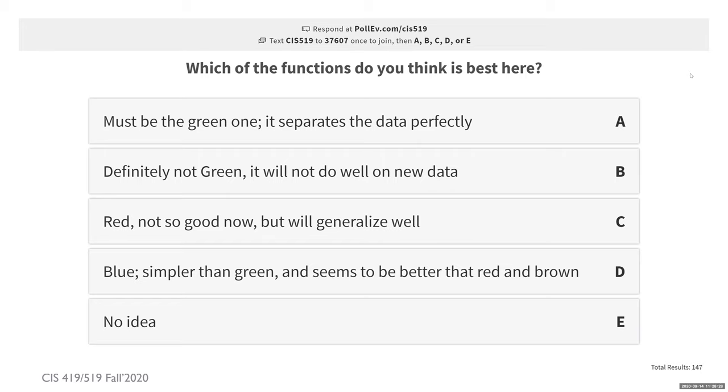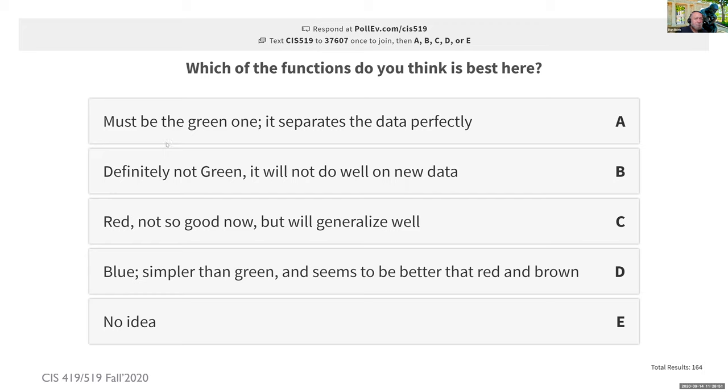Professor, could you say why are we trying to separate the points? Say it again, I didn't quite get the question. Would you mind repeating why are we trying to separate the data points?